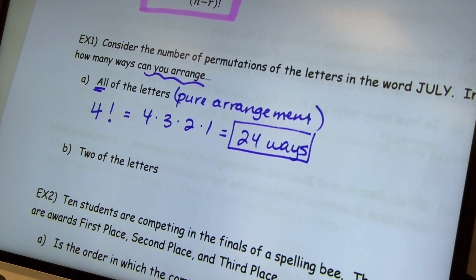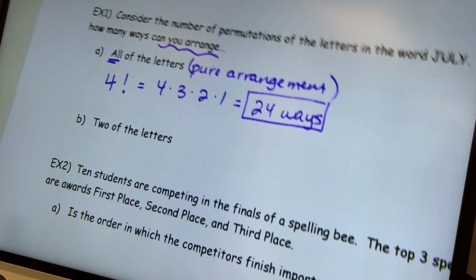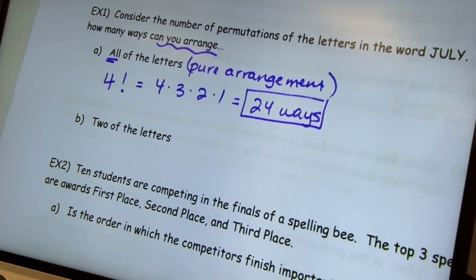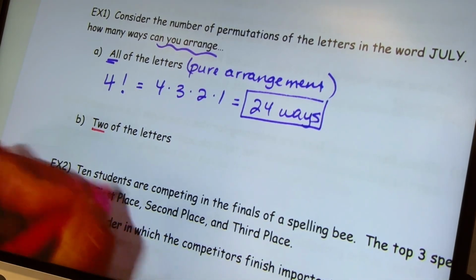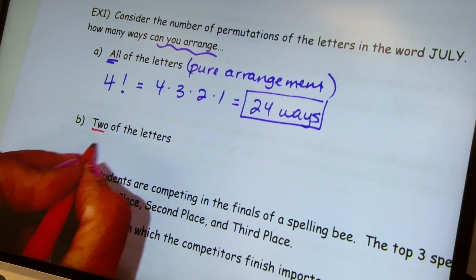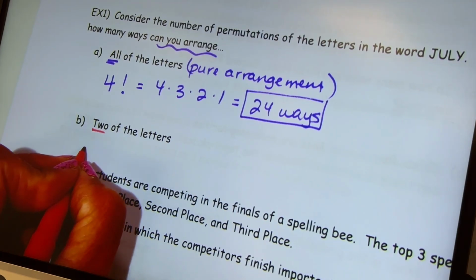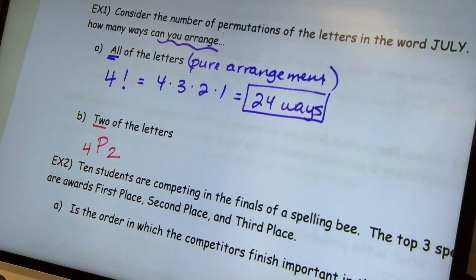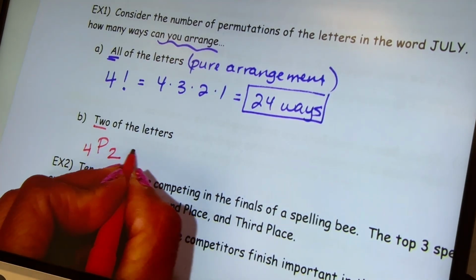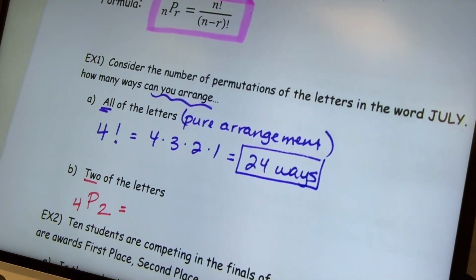Okay. Then it says 2 of the letters. Now here's where we're going to need to use the formula. So there's 2 that we are permutating, that we are arranging out of the 4. So when we set up our formula, it's going to be 4P2. I'm going to show you the long way, because you do need to know how to plug it into the formula. But I'm also going to show you the shortcut in the calculator. So first let's do it the long way using the formula.